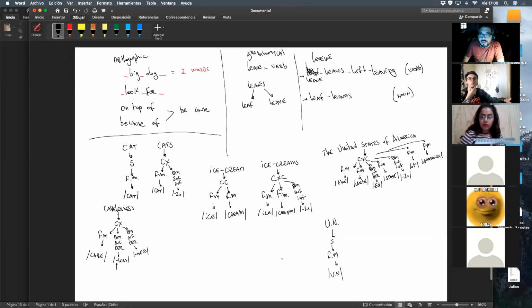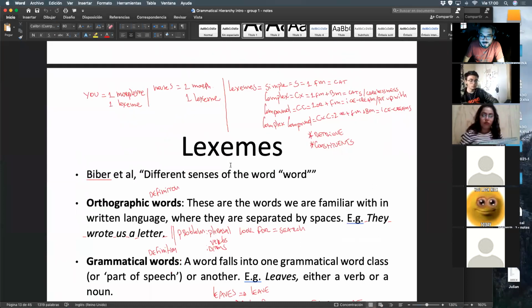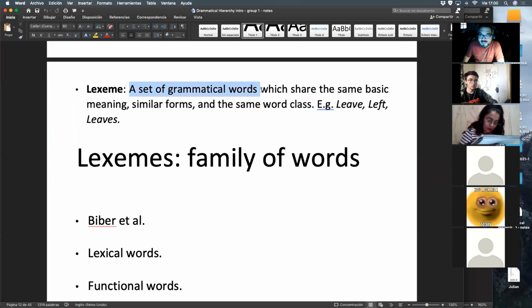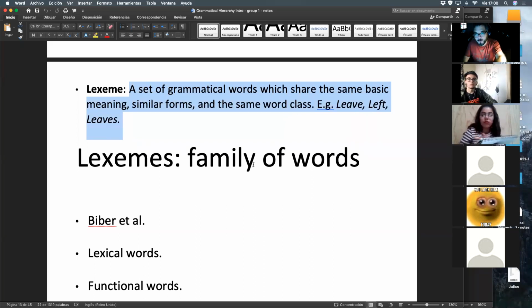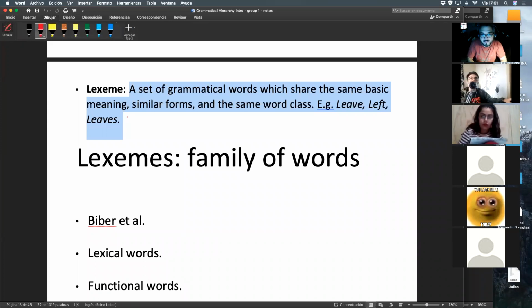A lexeme is a set of grammatical words which share the same basic meaning, similar forms, and the same word class. I would only add that it activates an idea in our minds. That's the only thing I'd add to the definition of lexeme.